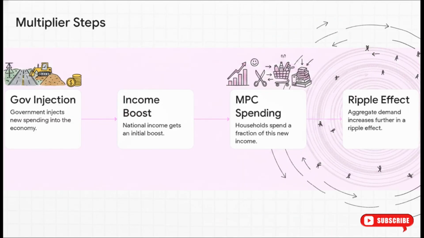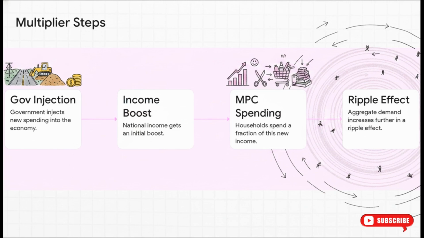We're going to take a pretty dense academic concept and turn it into a clear visual chain reaction. Step 1, the government injects new spending. Say they decide to build a massive new highway. Step 2, the construction workers get paid, which gives national income a nice initial boost. Now, step 3 is where the magic happens. Those workers now have higher disposable income. For every additional dollar they earn, they spend a fraction of it on groceries, haircuts, you name it. Economists call this the marginal propensity to consume, or MPC. The larger the MPC, the more they spend.